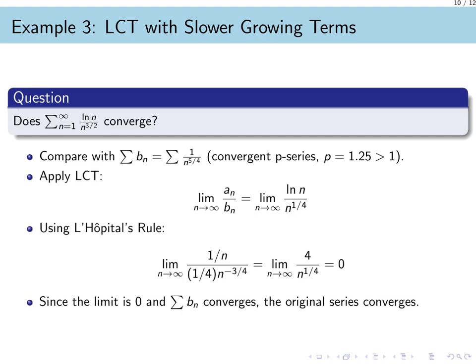The limit becomes the limit of 4 over n to the power of 1/4, which is 0. Because the limit is 0 and the comparison series converges, part 2 of the limit comparison test tells us that our original series also converges.